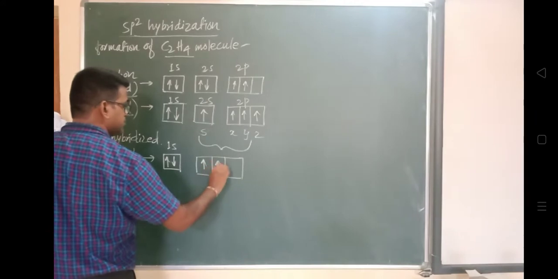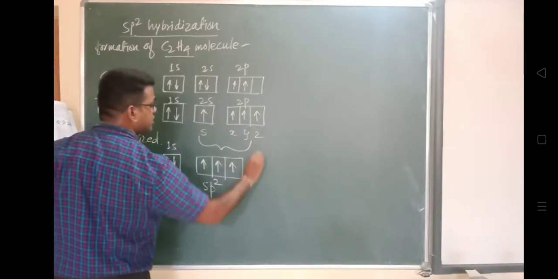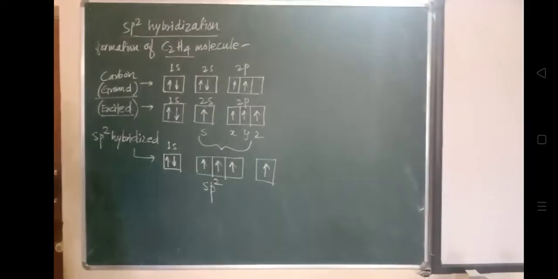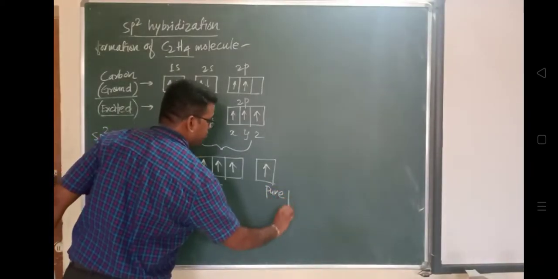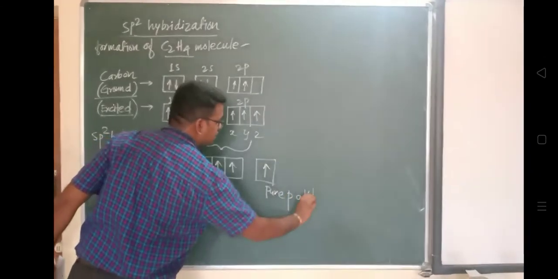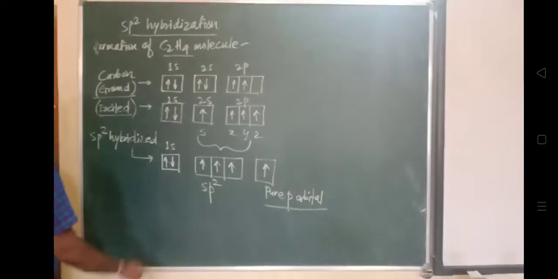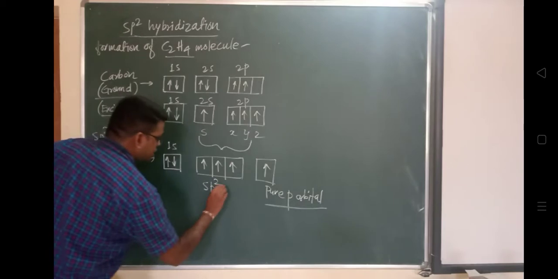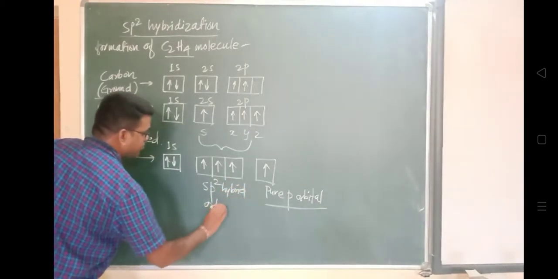And in this way it will form sp2 hybrid orbitals. This is an sp2 hybrid orbital. In this case, there will be one s and two p orbitals. So in this way sp2 hybrid orbitals will be formed. Now we'll see the structure, how it is forming. You can see here one s orbital and two p orbitals are present.